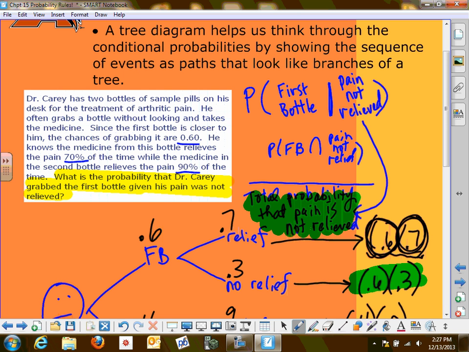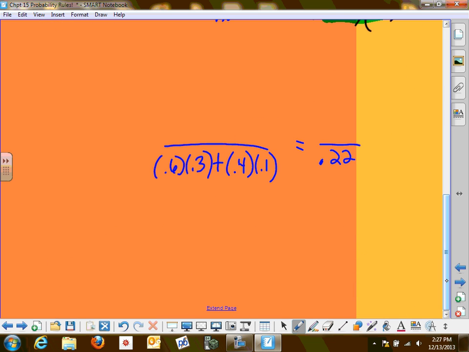And let me tell you something. This number up here on the top is always going to be a portion of the numbers on the bottom. So if you have 4 sets of numbers on the bottom or whatever, the top number is always going to be one of those. So in this case, this is our total way of no relief. And which one of those portions am I interested in on the top? Grabbing the first bottle and not having relief. That's 0.18. That means 82%.